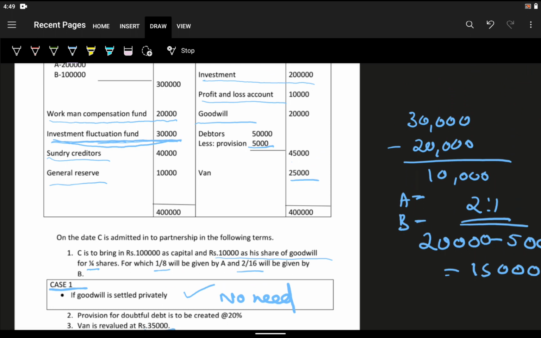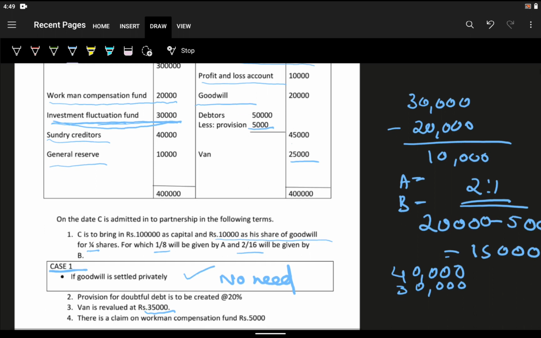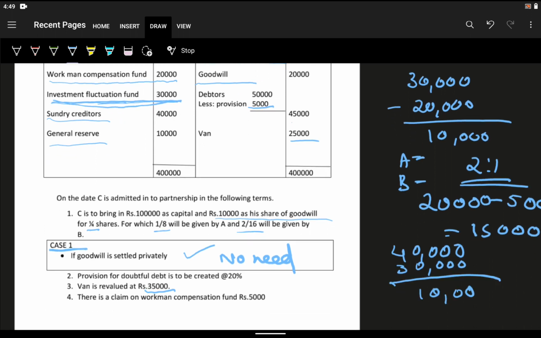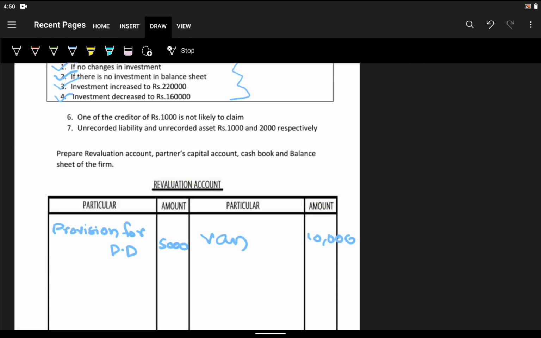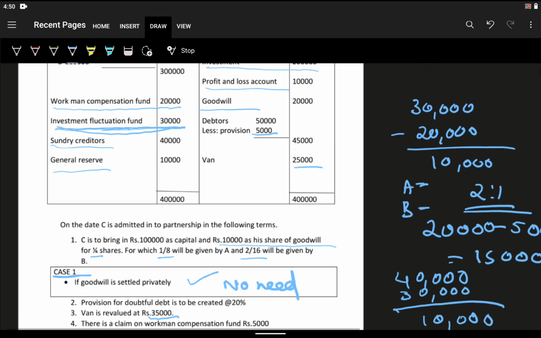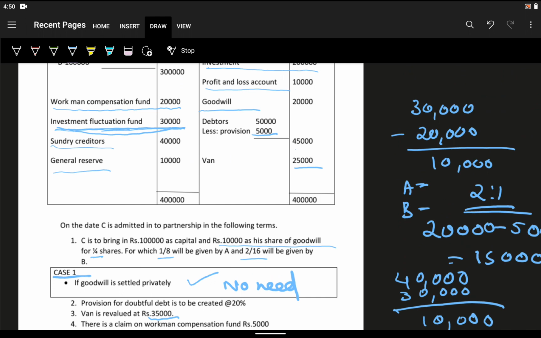So in this case, what we will do? We will take complete 30,000 from investment fluctuation fund. So there is no amount to distribute to all the partners. And the remaining 10,000, we have 40,000 loss, right? Complete 30,000 will take from investment fluctuation fund. The remaining 10,000 we will charge into low side of revaluation account. Okay, understood? So complete amount of investment fluctuation fund we will use.